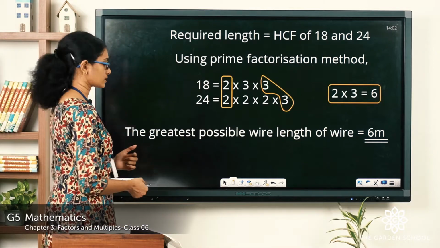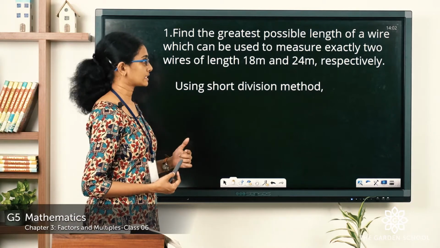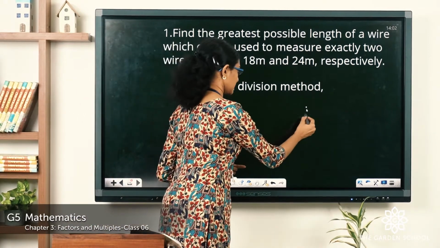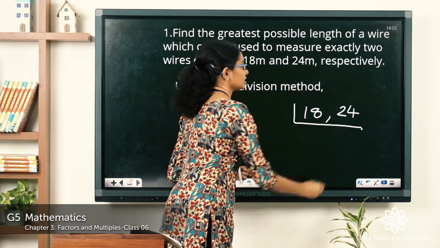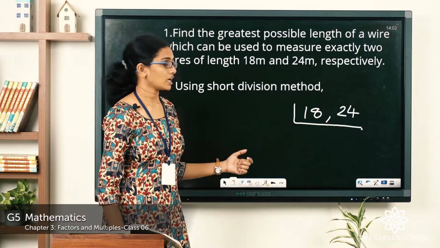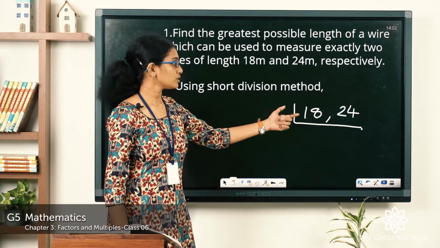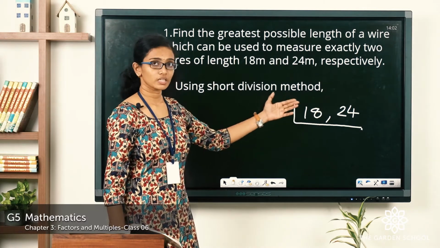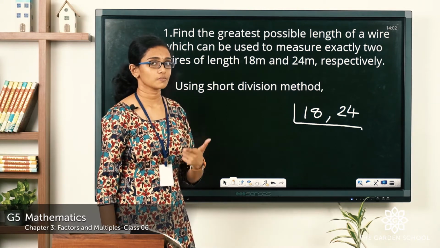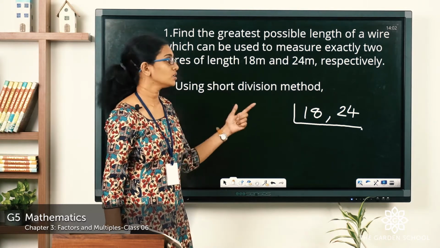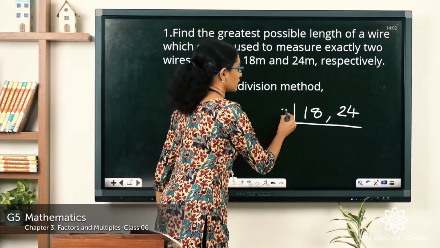Let's see the other method as well. Using the short division method, how do you find the HCF? First, you have to write the given numbers in a grid. So 18 and 24. Now, what is the next step? You have to find out the smallest possible prime factor which is common to both these numbers, which can divide both these numbers together. So what about 2? Let's try with 2. 2 is the smallest even prime number. So can 2 divide both these numbers? Yes, 2 can divide. So let's take 2 now.